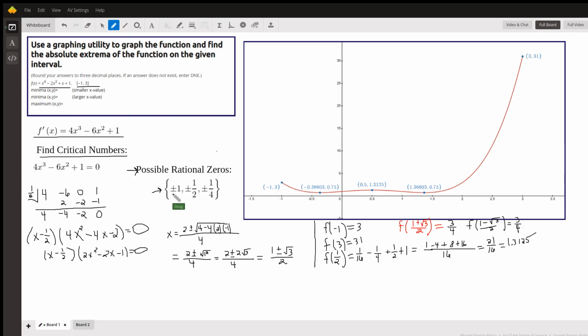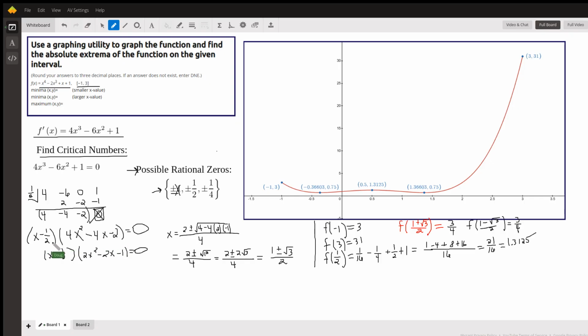It's easy to check plus and minus 1, see that they don't work. So you might try 1/2 using synthetic division. And that's what I did here. And this remainder is 0. So these are the coefficients of the residual trinomial: 4x squared minus 4x minus 2.